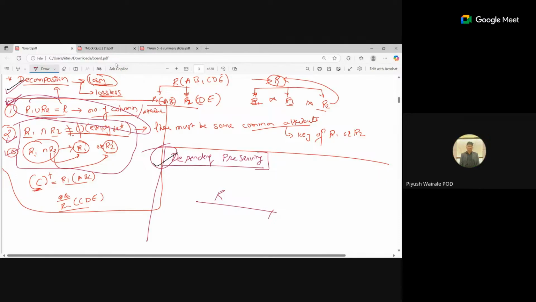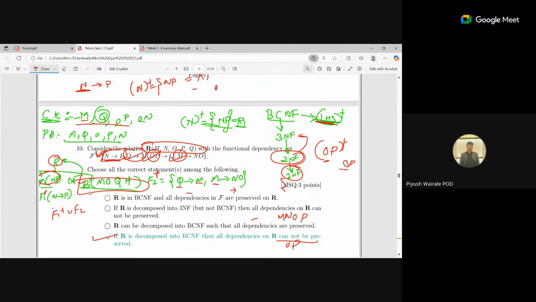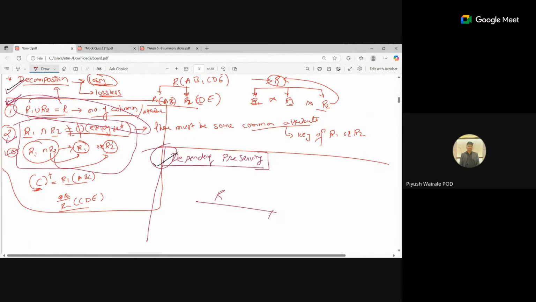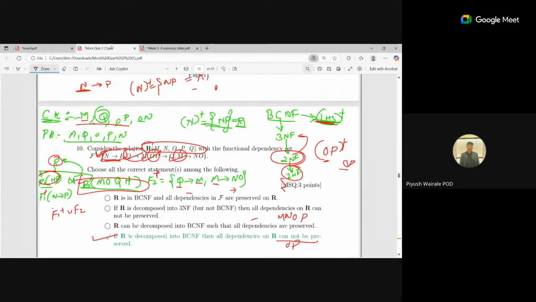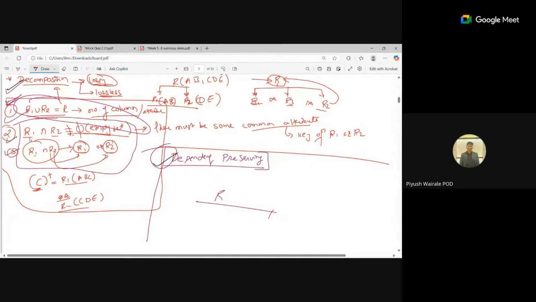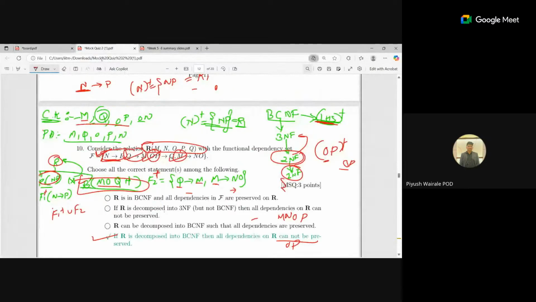So we know R1, so what attributes should be part of R2? Based on these three rules, first all the columns must be present. So the remaining columns are MOQ. So we are done with the first condition. The second condition is that there must be a common attribute, and that common attribute must be a key of at least one of the relations. We can add N or P, but we cannot add P because P is not a key of R1. So we need to add N here. This is R2. And then we check for dependency preservation. Now is this clear for decomposition?